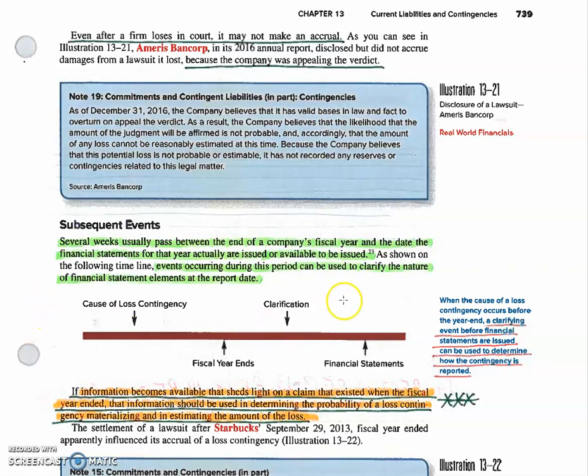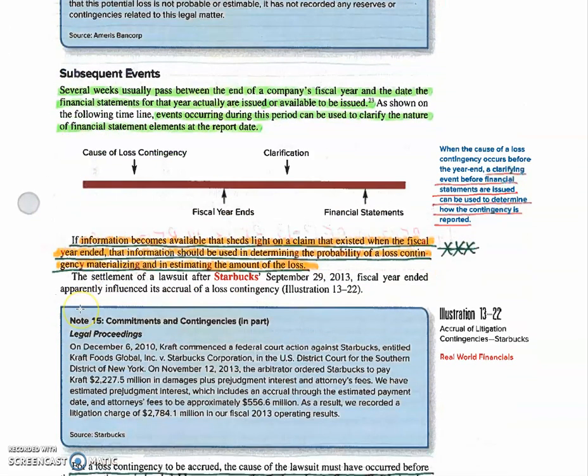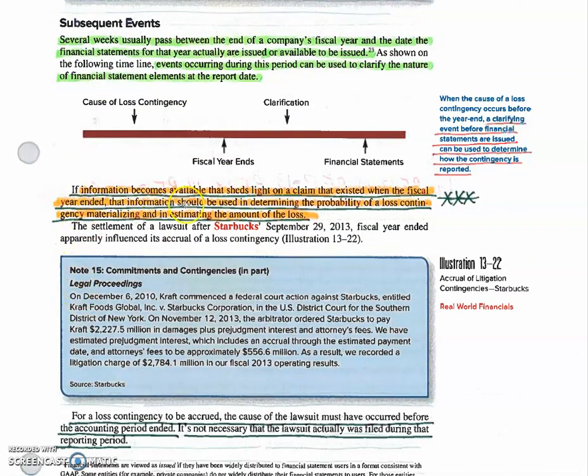Okay, so right here they talk about used to clarify the nature of financial statement elements. That's discussed, not disgusted, discussed all in here. Okay, right here, if information becomes available that sheds light on a claim that existed when the fiscal year ended, that information should be used in determining the probability of a loss contingency materializing in estimating the amount of the loss.